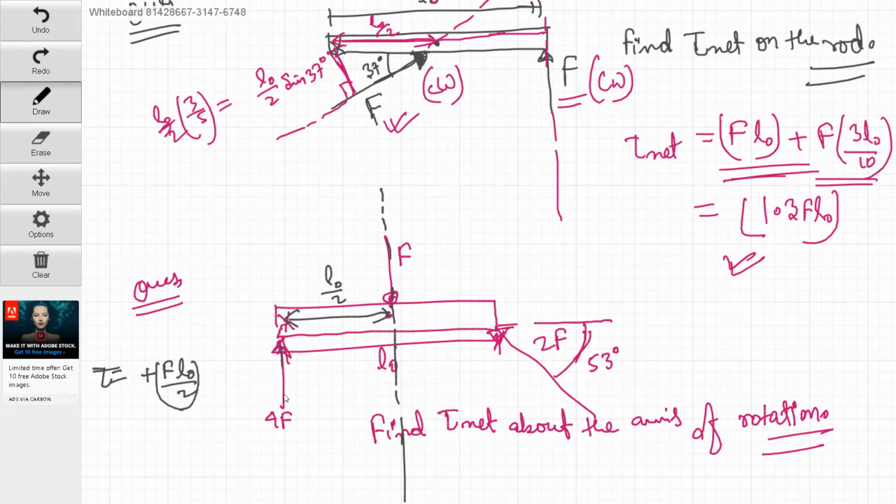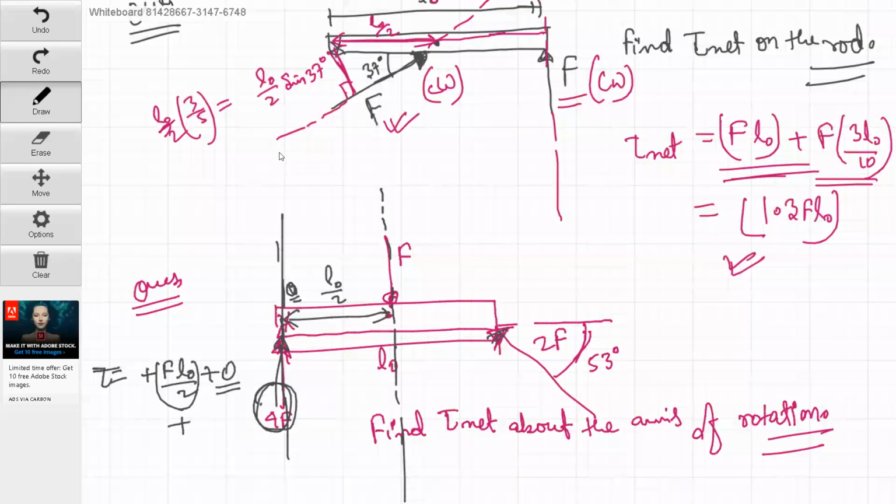Now 4F. If you draw the line of force, it will pass through the axis of rotation. So what is the perpendicular distance from the axis of rotation to the line of force? That is 0, because the line of force is itself passing through the axis of rotation. So the torque of this 4F Newton will be equal to 0. Try to remember it from today: if the force passes through the axis of rotation, then its torque is 0. Is this okay?